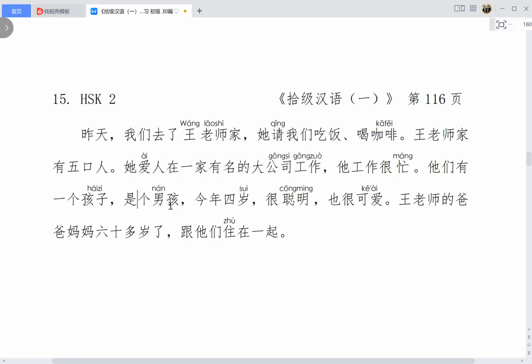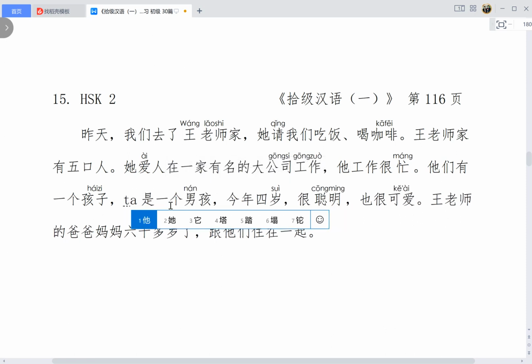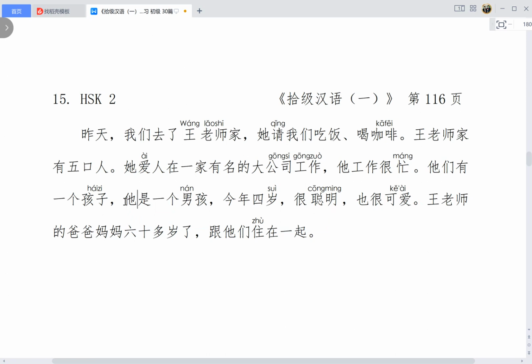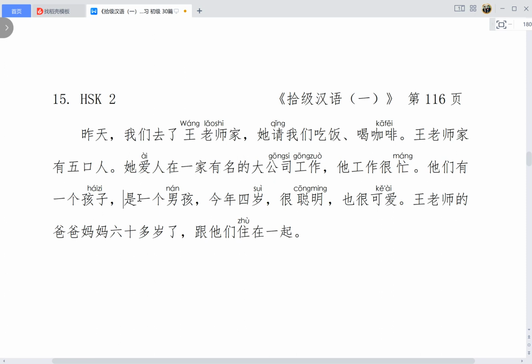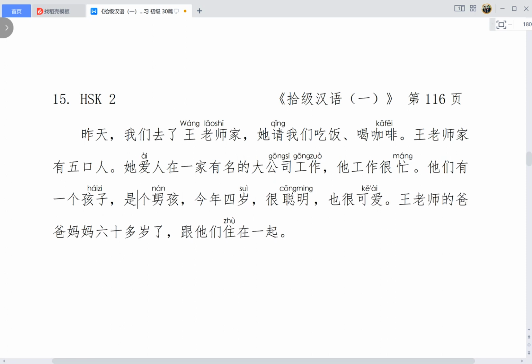Okay, and here, 是个男孩. The full sentence should be 他是一个男孩, right? 他是一个男孩. Here it indicates this child, but because we already have this context, we could just omit the subject here. Another situation in the Chinese language is that when a phrase has a number and a measure word, if the quantity is one, we could just omit the number and use the measure word to indicate the quantity is one. So here, it's 是个男孩.